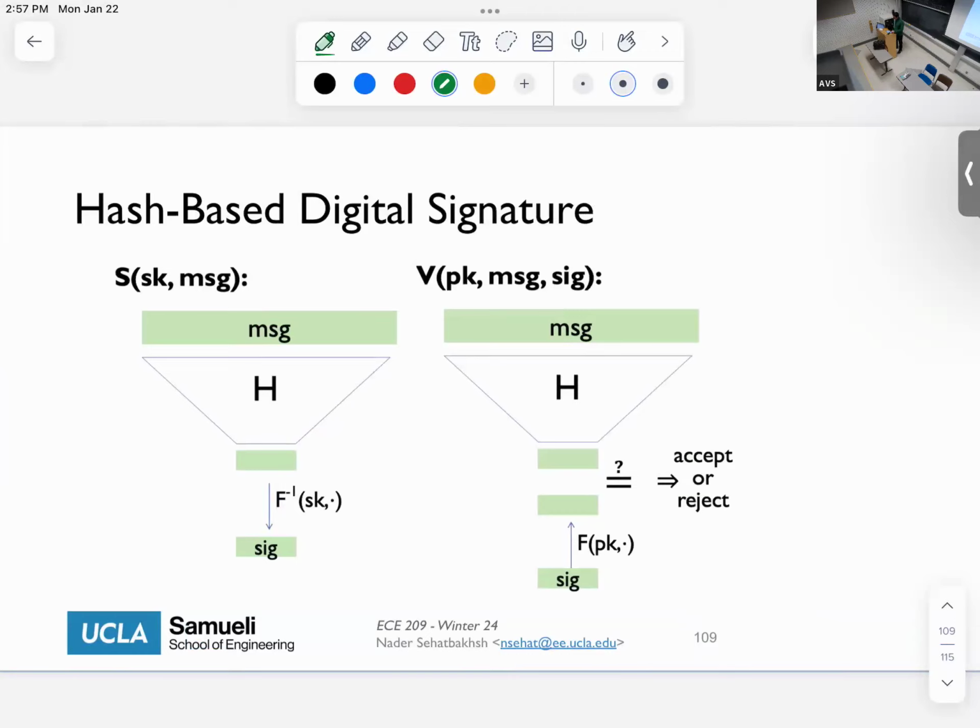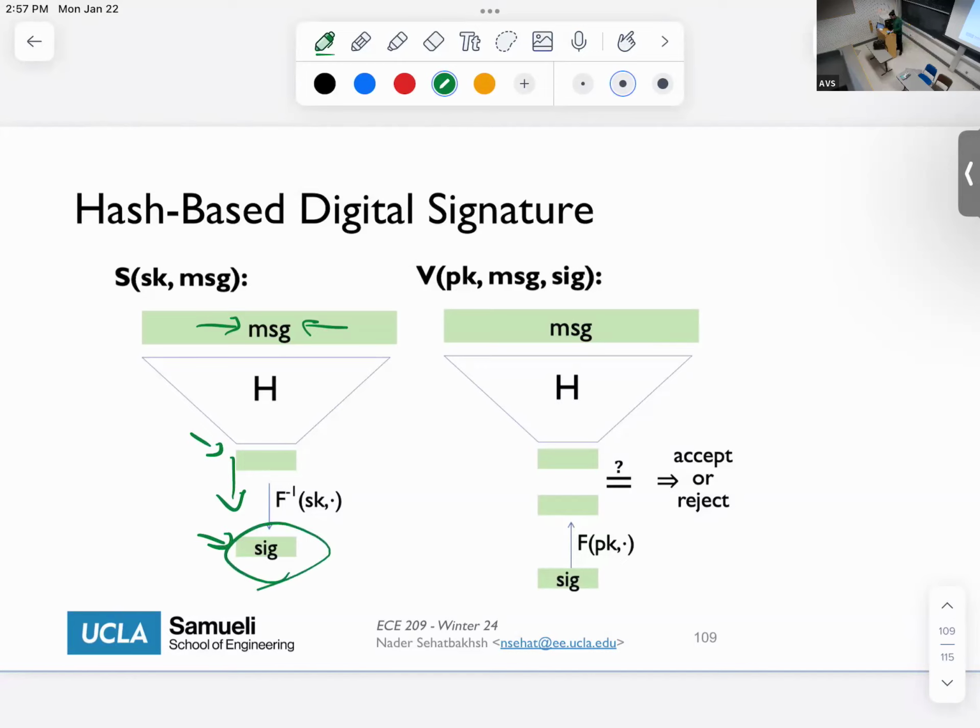Think about signatures this way: I have my message. What I would do is feed this message into a hash function, again, a secure hash function, and I'm going to get my digest. Then I'm going to use my inverse trapdoor function, f inverse, using my secret key in order to get the signature. Then I'm going to share this signature with the world.